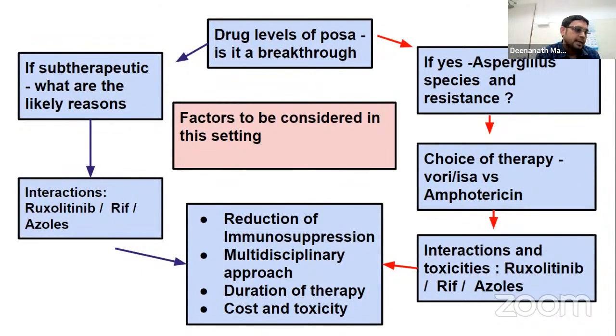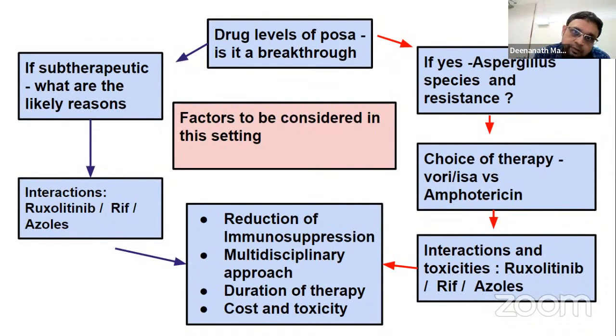Is he someone who is having diarrhea? Is he obese? Is he on proton pump inhibitors? Because you have fewer factors now associated with the DR tablets than we did when we were using the oral suspension about 3 to 4 years ago. So if he has subtherapeutic posa levels, what are the likely reasons? Is it interactions? Are there other drugs? Now, if the drug levels are okay and truly I am considering a breakthrough infection, then I would be worried about the species. So which species is it? Is it something that has high MICs for posaconazole?